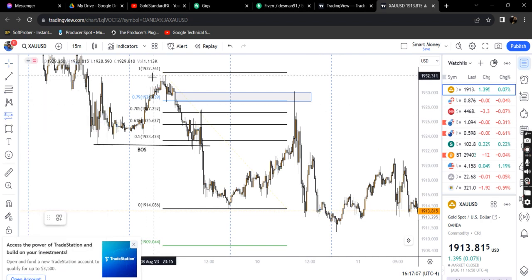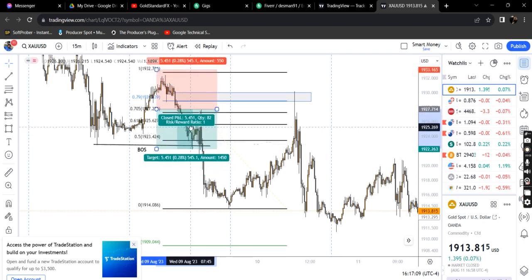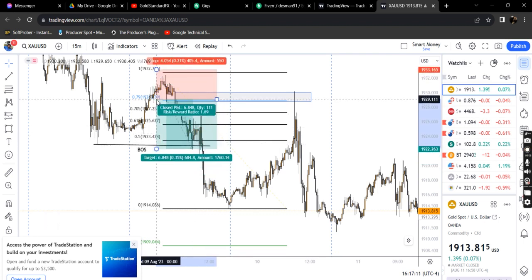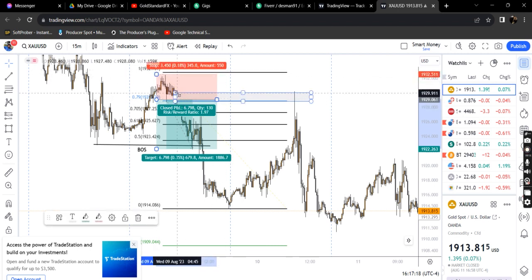I like to keep it very simple. So the stop loss would have been here. Fair value gap right there. Fair value gap would have been 1932. The stop loss would have been 1932.461. Fair value gap was around the area of 1929, a little bit of 1930.